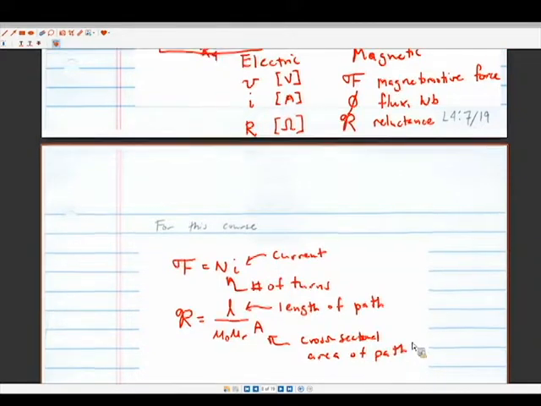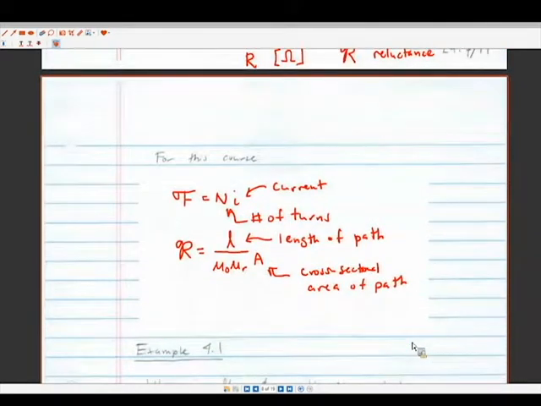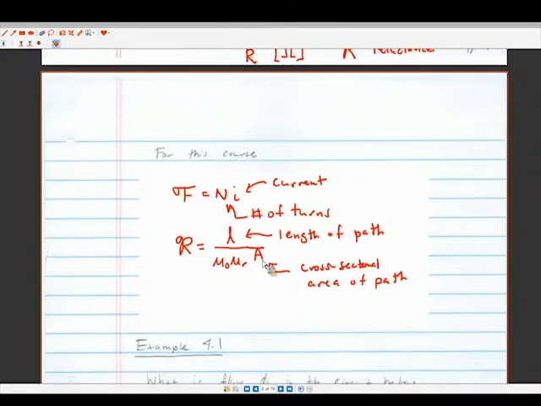And then the mu naught and the mu r are the permittivity of free space and the relative permittivity of the material, just like we saw before. A is in the denominator. So it looks very similar to what you've seen for a resistance calculation for a wire. Okay, all right, now onto the example.